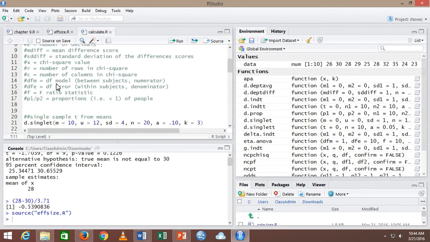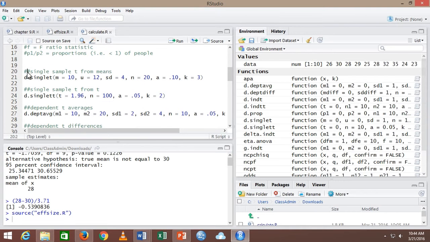Under the source one, it has a bunch of explanations of what all the different symbols mean. But we're going to scroll down to where it says single sample T from means. Here. So this section is single sample T from means. And it's just got an example already typed in where you can just change the numbers to ones that you have. So those numbers are just there so that it will run. So what we do is M is the population mean, or sample mean, M. So we change that to 28. U here is for mu, that's the population mean, that's 30. SD we calculated as 3.71.